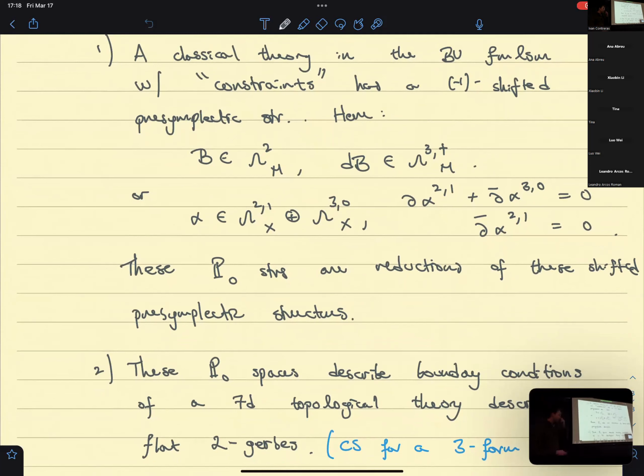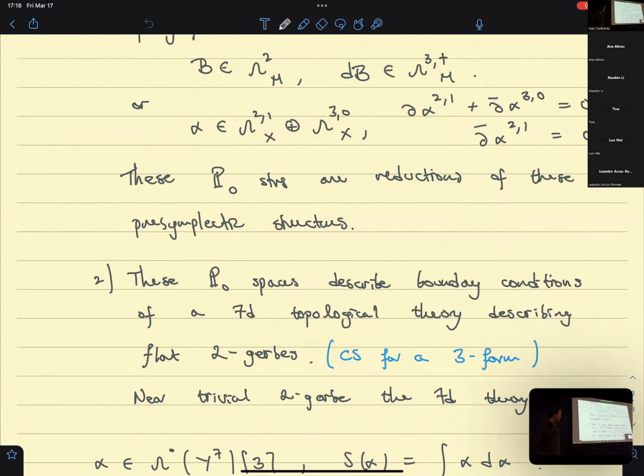And the P0 structures I wrote down are in a precise sense a certain reduction of these shifted presymplectic structures. So in ordinary presymplectic geometry, if you look at the kernel of the presymplectic form, that defines some involutive distribution, and you can look at the leaf space of that involutive distribution, and in nice cases, if it's smooth, it'll have a Poisson structure. So there's a similar version of that here, which reveals these shifted Poisson structures.